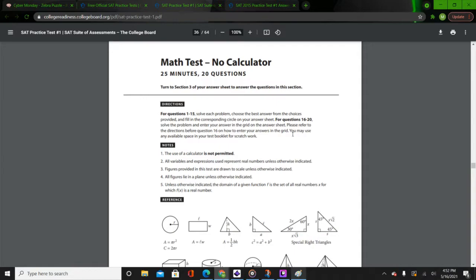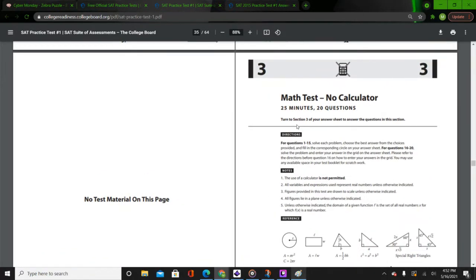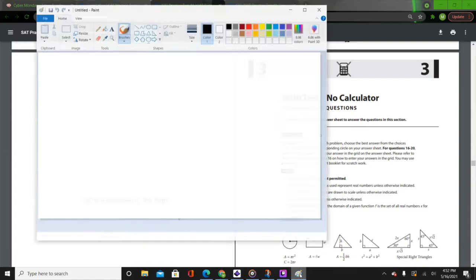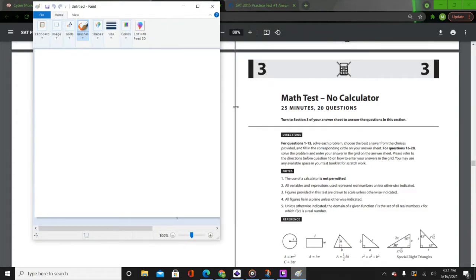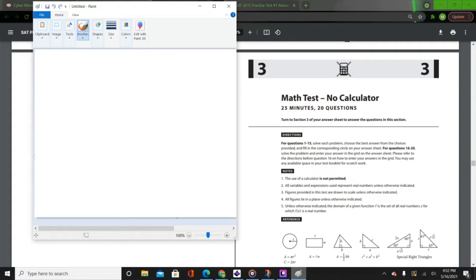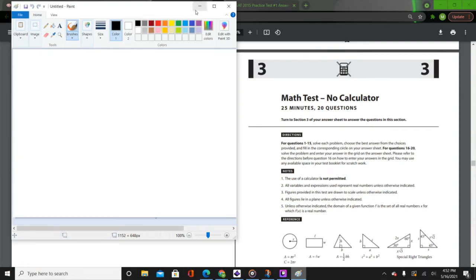So for questions 1 to 15, choose the best answer. Actually, what I'm going to do, 2-page view. And this would let me, well, here's the Paint application that I'm going to use. Here, let me adjust it so it fits in the correct page. This will let me show you my process and how I think and what the answer is. Perfect.